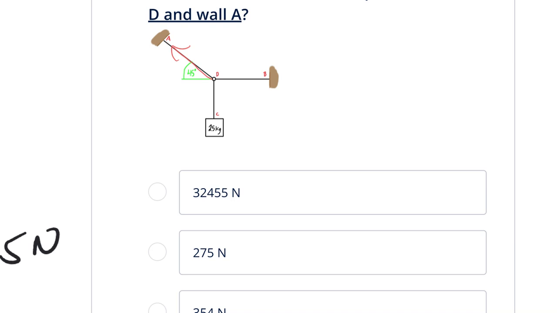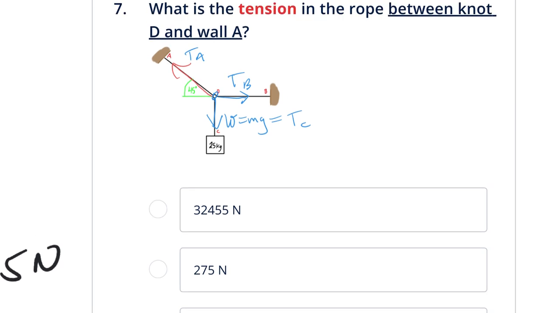So, first of all, here's your free body diagram right here. This is the weight of the 25 kilogram mass, so 25 times 10. Then we have this force right here. I don't need to find that. Let's call that TB. Let's call this TA, and this would be TC. I'm looking for tension A.